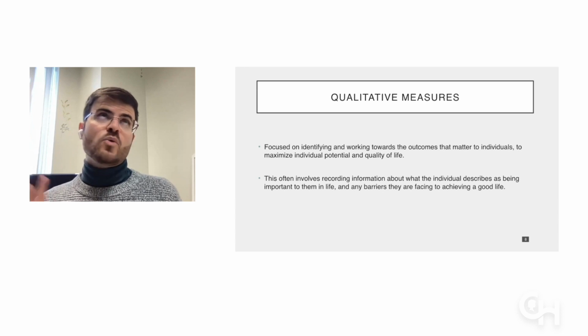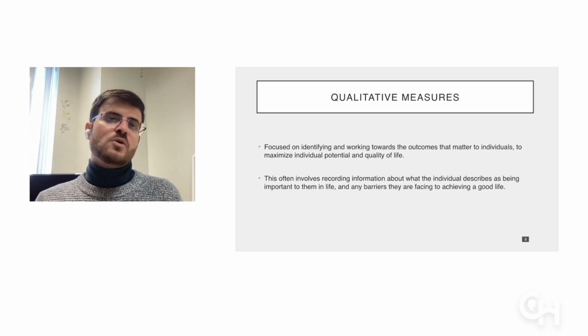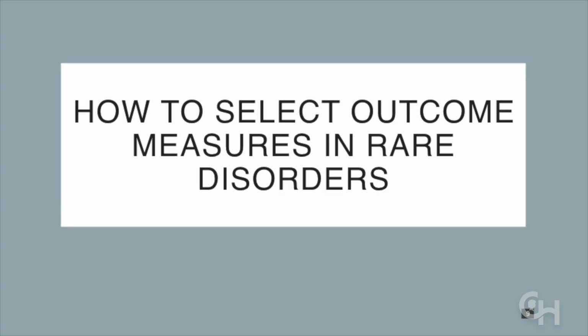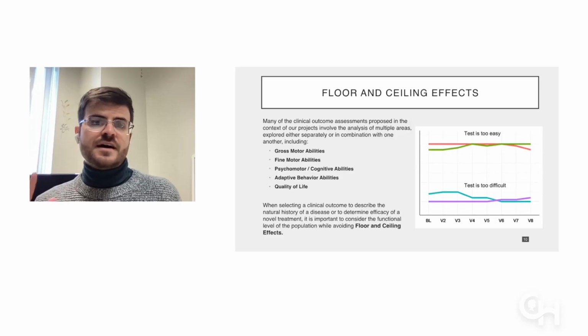Quantitative and qualitative measures should always be paired with one another to find what is relevant from a clinical perspective and what is relevant from a family perspective. Now I'm going to very briefly present how we select outcome measures in rare disorders. In the next slide, you see that even in rare disorders, the categories used to evaluate functional abilities are the same as in the general population.